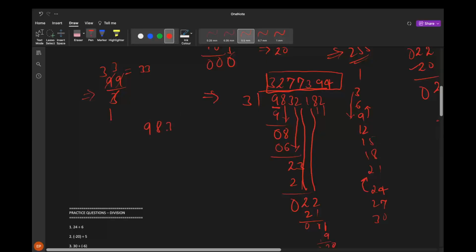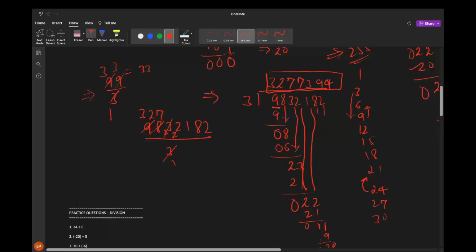9 8 3 2 1 8 2 divided by 3. 3 1s are 3. 3 3s are 9, right? 3 2s are 6. How much left? 2. It became 23. 3 7s are 21. How much left? 23 minus 21, we are left with 2.